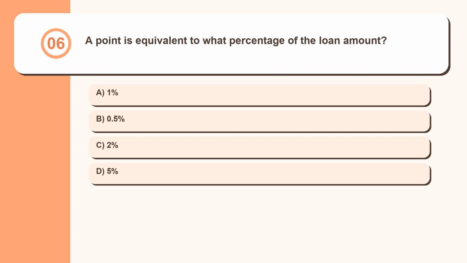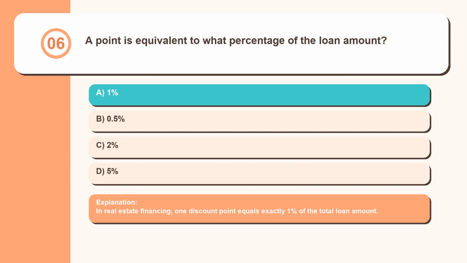Question 6. A point is equivalent to what percentage of the loan amount? 1%, 0.5%, 2%, 5%. In real estate financing, one discount point equals exactly 1% of the total loan amount.